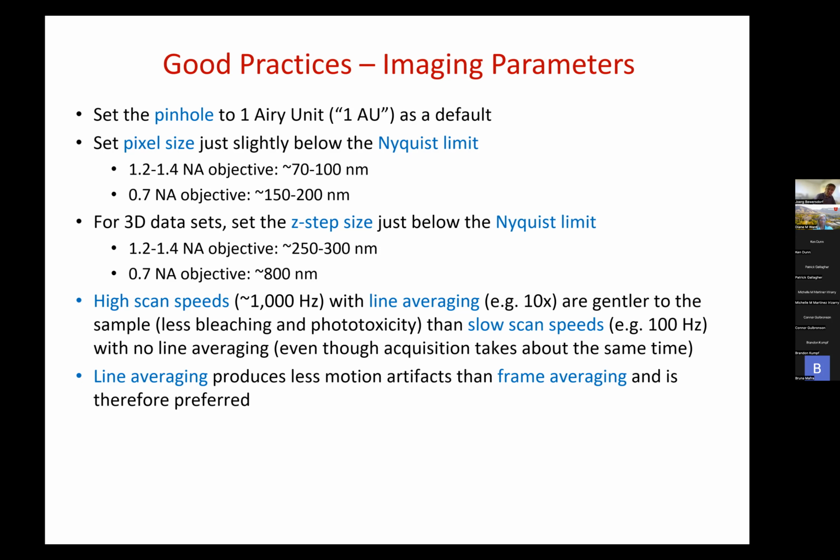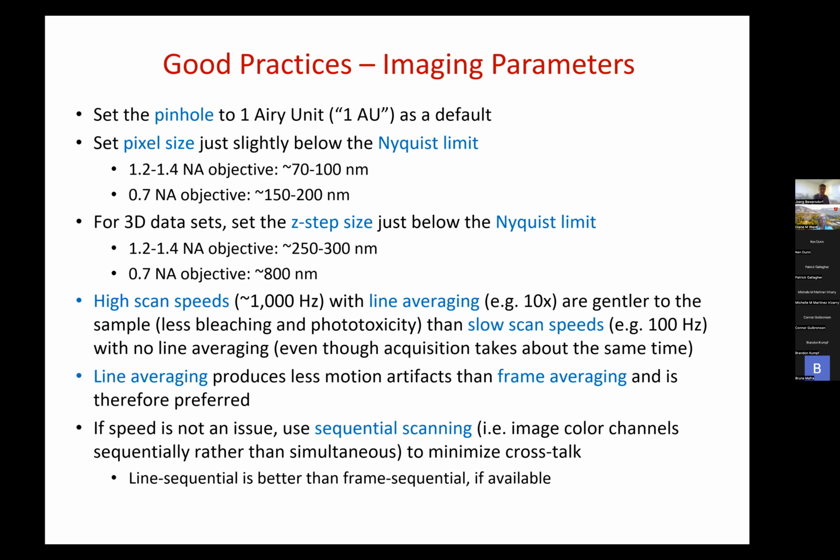Line averaging produces less motion artifacts than frame averaging. I already mentioned that, so I would recommend choosing that if you can. And then sequential scanning is the method of choice if you want to image multiple colors and you want to minimize crosstalk, and if you can afford it from a time perspective. It will be slower if you image one color channel after another, but you will often get higher quality images. And here, if you can choose a line sequential imaging mode, that's also better than frame sequential imaging.